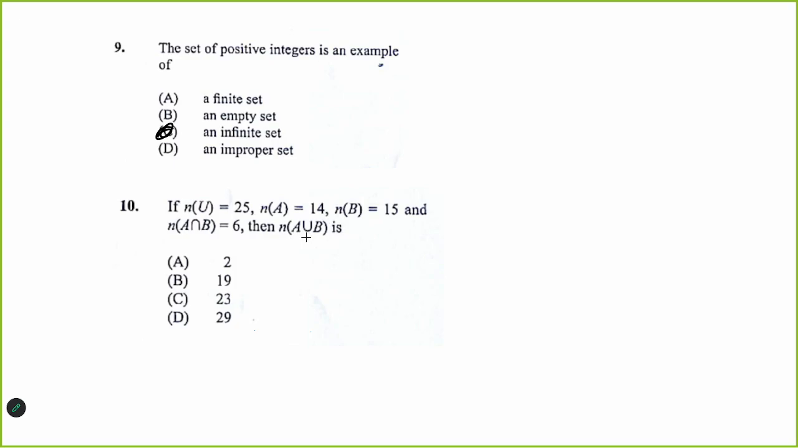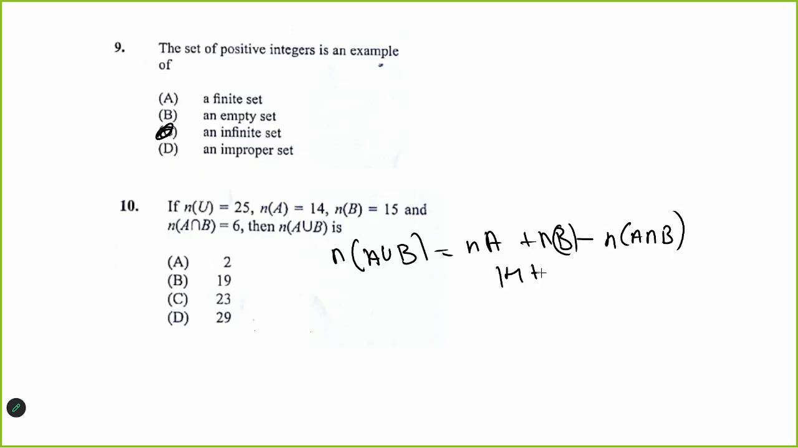So they want the union of A and B, but we know the number of elements in A union B is equal to the number of elements in A plus the number of elements in B, subtract the number of elements in A intersect B. Right? That's 14 plus 15 minus 6, which I believe is 14 and 15 is 29, minus 6 is equal to 23. So the answer would be C.